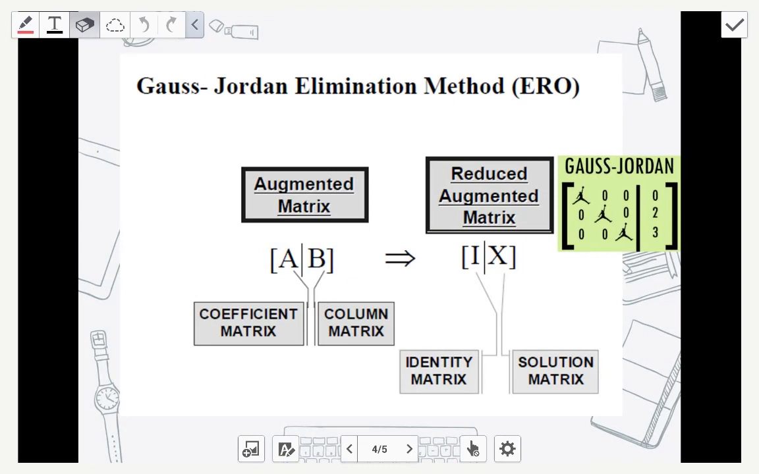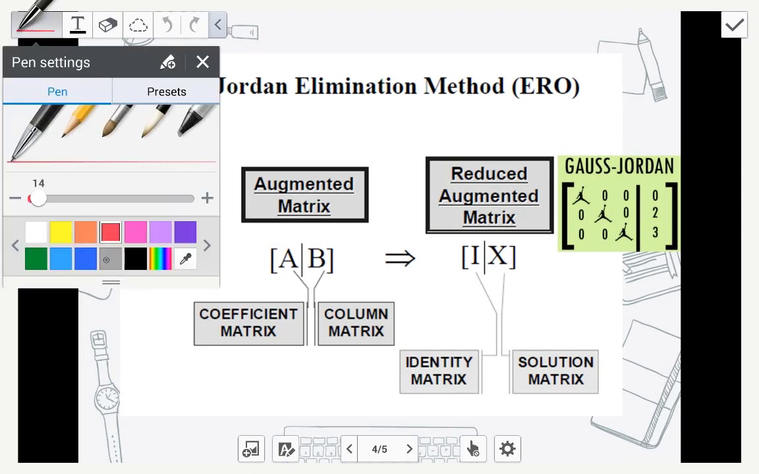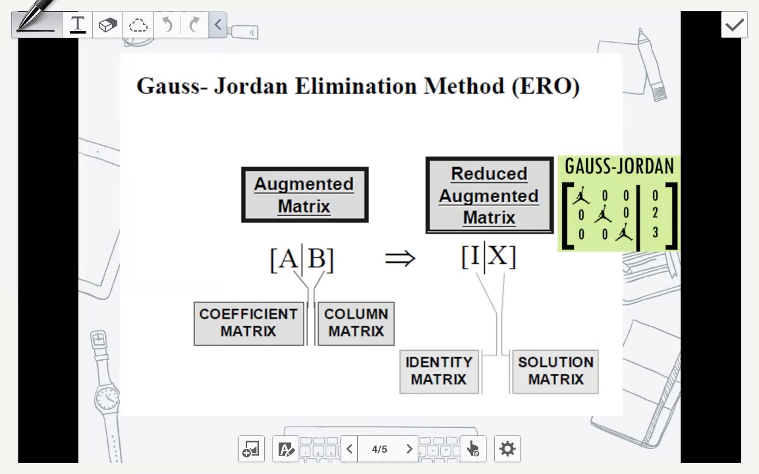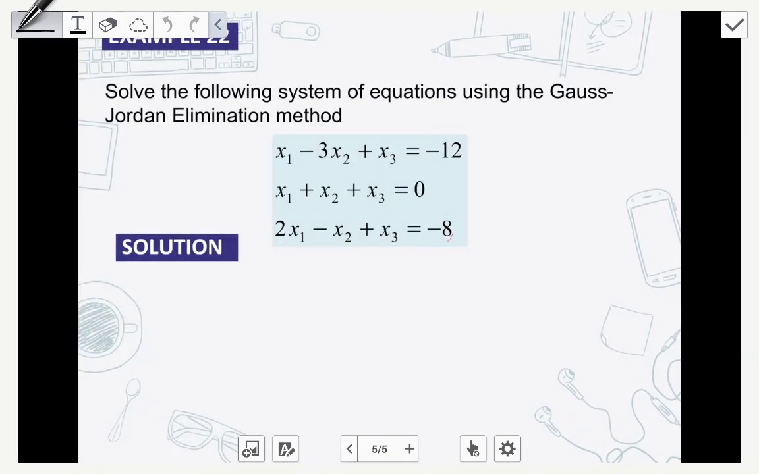Basically, when we want to do Gauss Jordan, we have to transfer our matrix into an augmented matrix, as given here, A|B. So what is matrix A and B? That is given in your linear equation. And then we're going to reduce matrix A to identity and B will become X. So basically this is Gauss Jordan. The Gauss Jordan involves ERO.